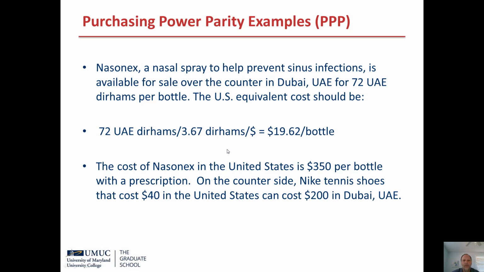So if purchasing power parity was true, we would take the 72 UAE dirhams, divide by the conversion rate of 3.67 dirhams per dollar, and we would come up with the US equivalent rate should be $20 per bottle. Drastically different than the $350. The only thing that allows the company to sell it for this ridiculous price in the US is that the US very much protects the pharmaceutical industry from international competition.